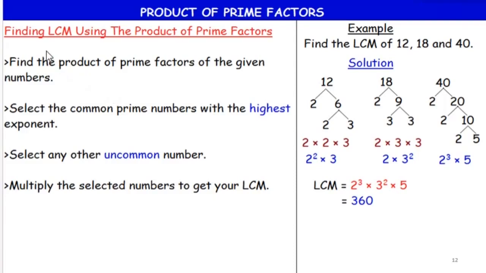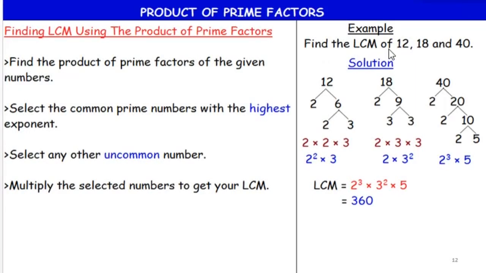Okay, let's now look at how to find the LCM of 2 or more numbers using the product of prime factors. Alright, so the first thing we do here is we find the product of prime factors of the given numbers. Right, so to help us understand, let's take a look at this example.